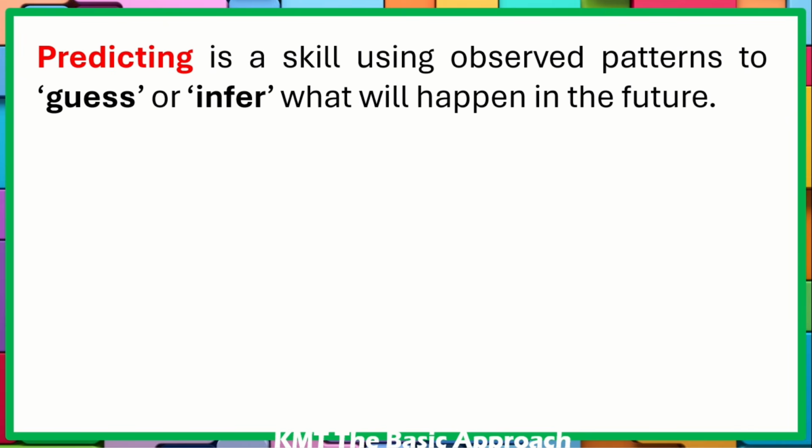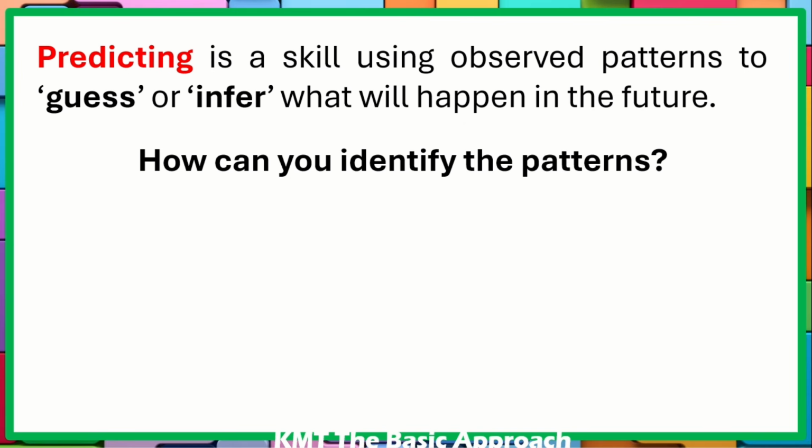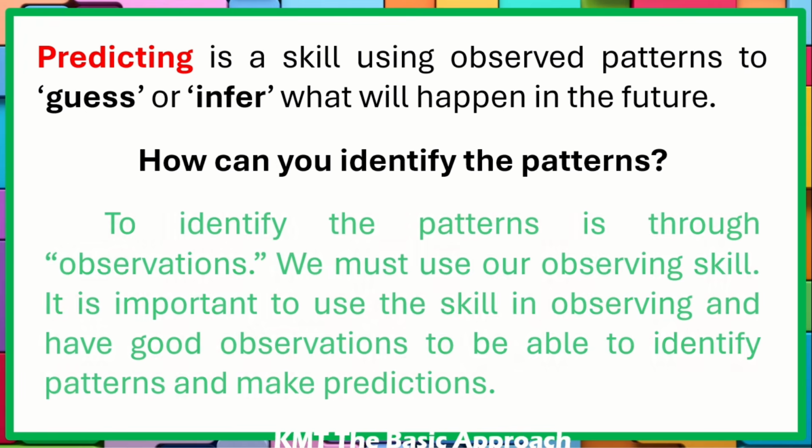Let's learn that predicting is a skill using observed patterns to guess or infer what will happen in the future. How can you identify the patterns? Good job! To identify the patterns is through observations. We must use our observing skill. It is important to use the skill in observing and have good observations to be able to identify patterns and make predictions.